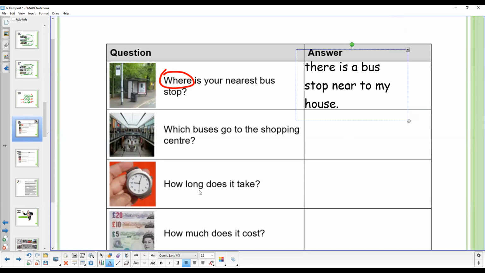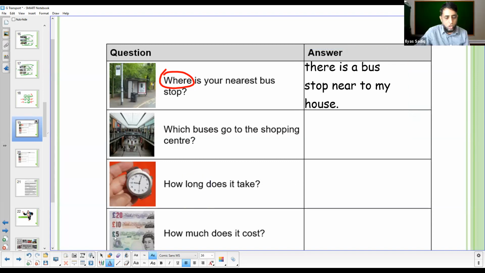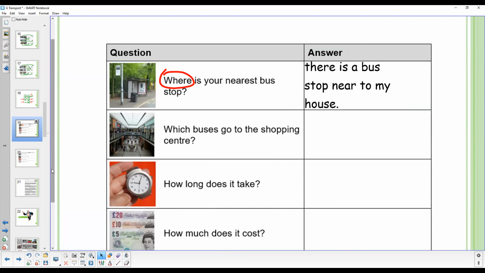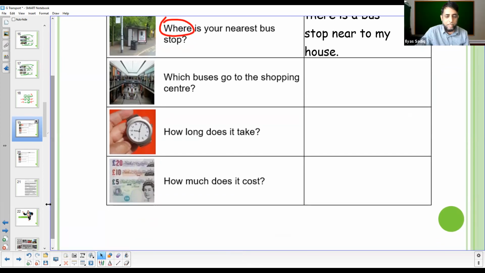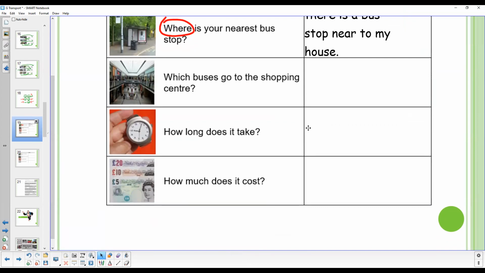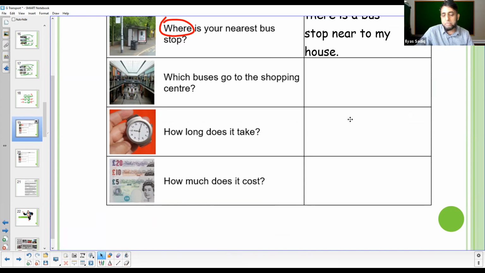Well done. So how long does it take? 15 minutes. How much time? 15 minutes, exactly. So how would you say a proper answer? How long does it take? It takes 10 minutes or 15 minutes. Well done. Yeah, so it takes 10 minutes.